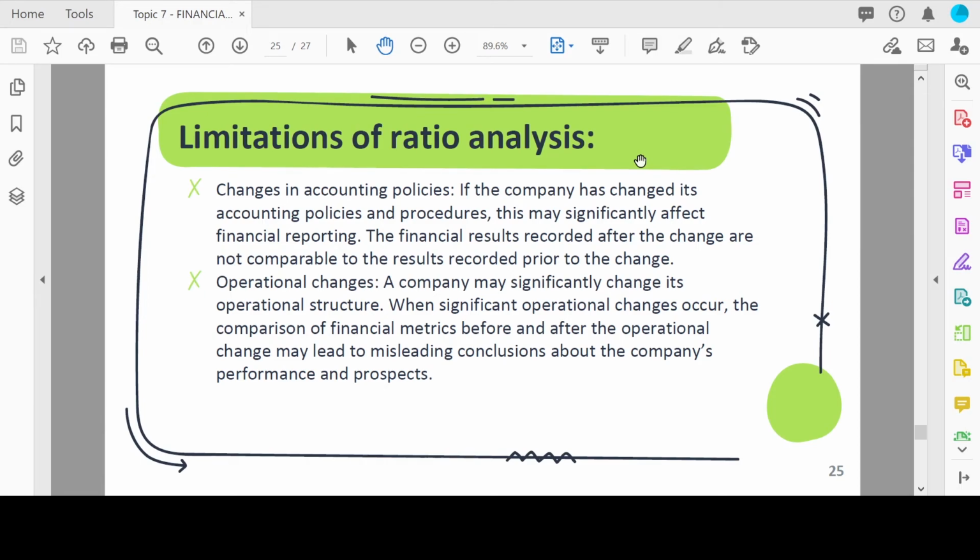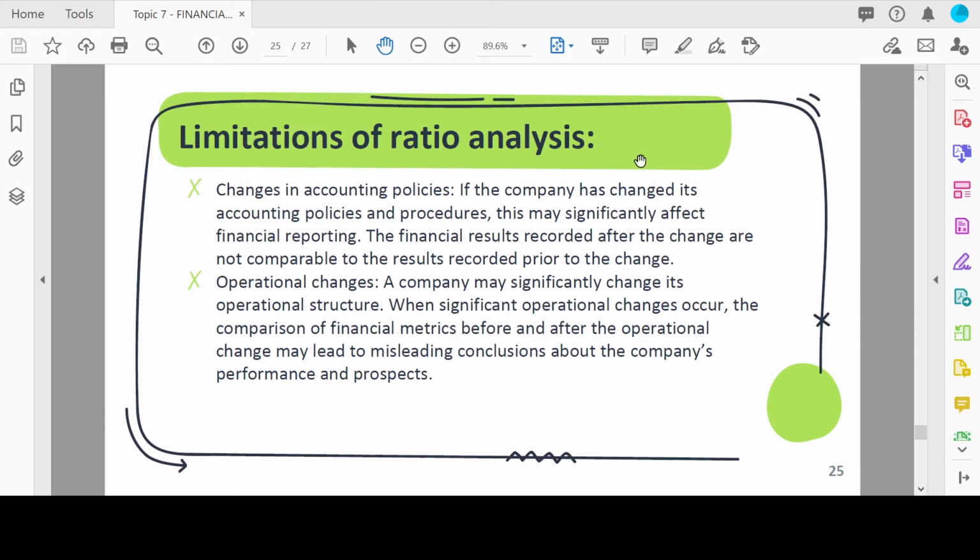So if we want to make a comparison throughout the years, then we have to take into account that this result is before the change and this result is after the change, because there might be a significant difference to the result.